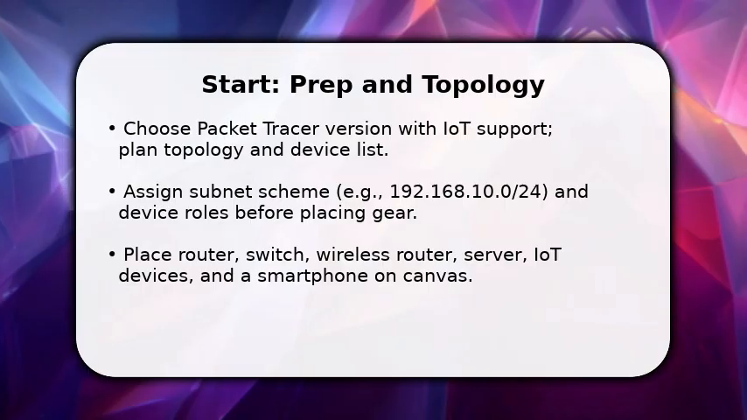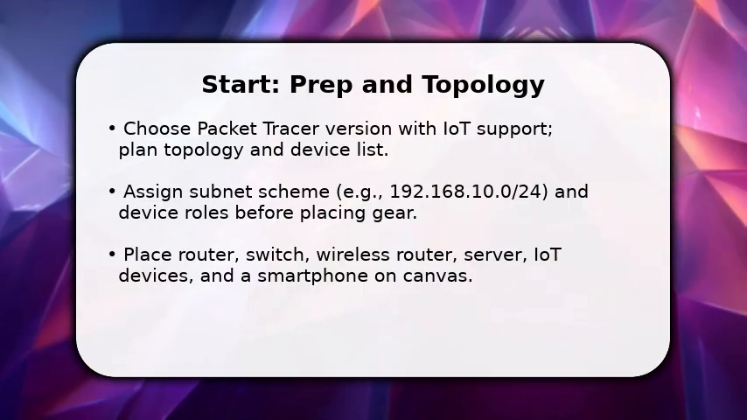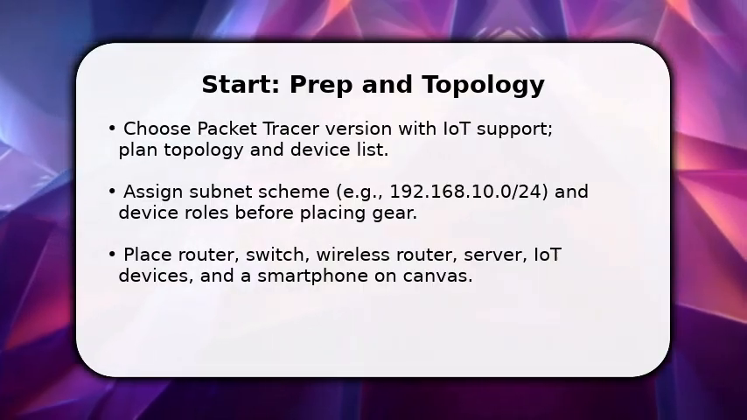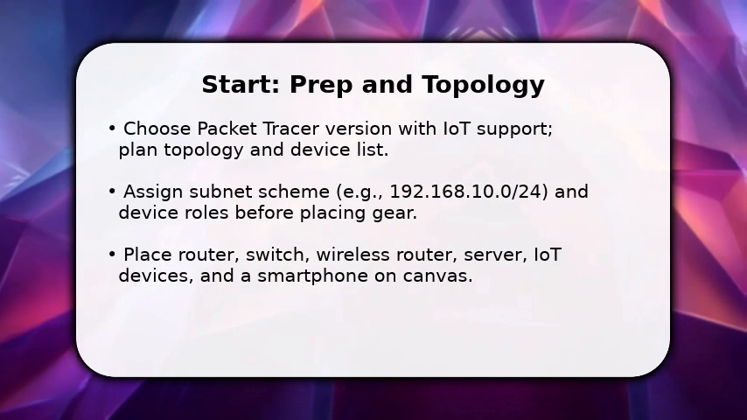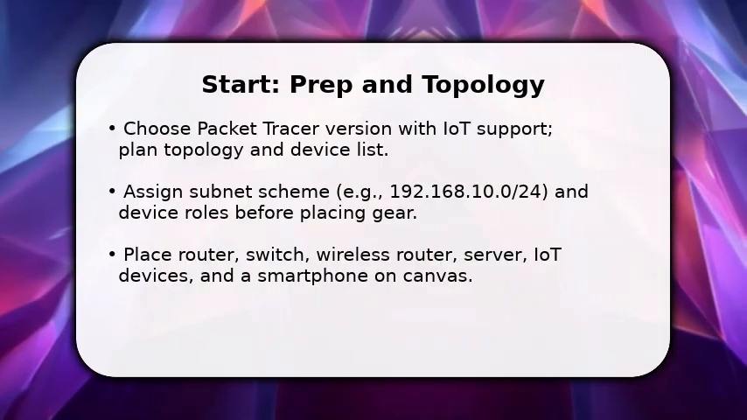You add each device now and label roles, because labeling prevents confusion later. Then assign a basic IP plan such as 192.168.10.0/24 and map which device gets which address.